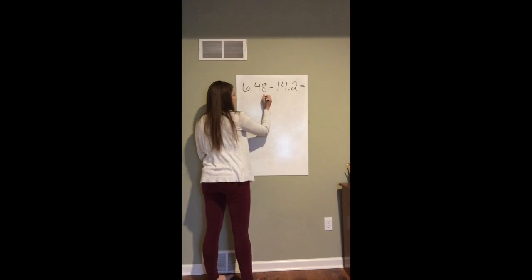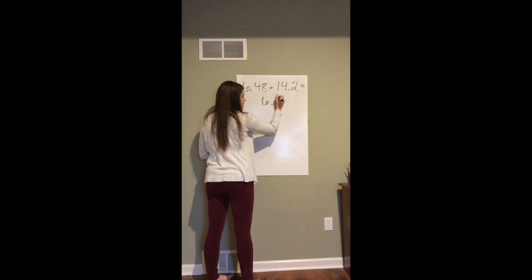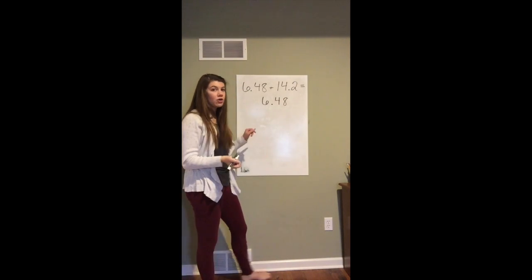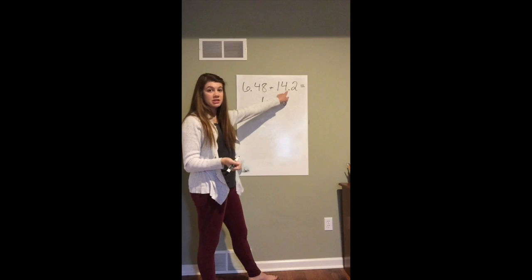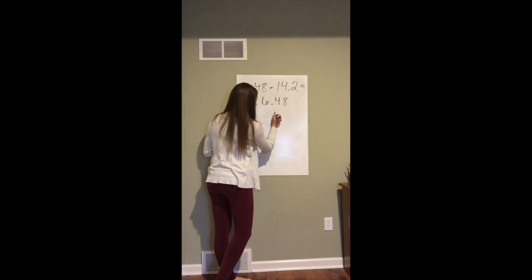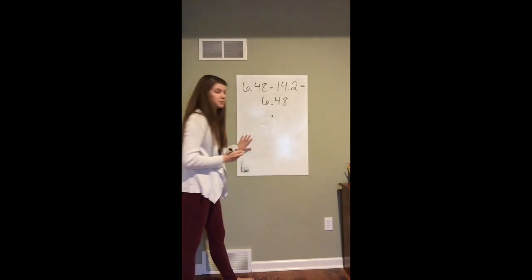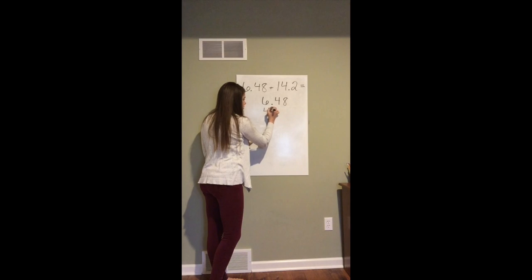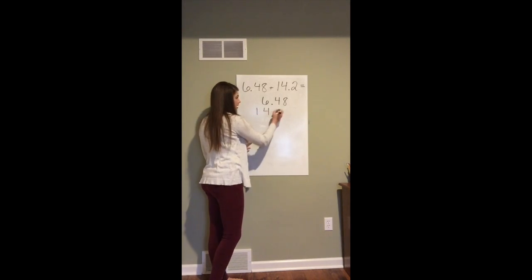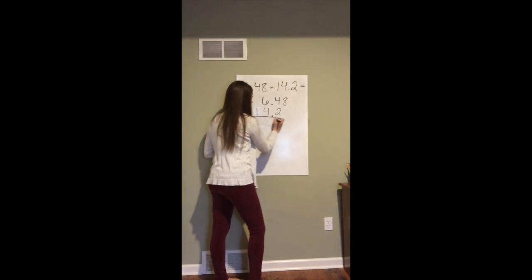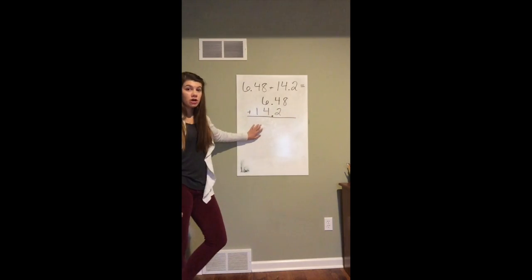So here I have 6 and 48 hundredths. Now I know that the decimal for my 14 and 2 tenths has to be right underneath this decimal, so I'm going to write that in first. Then I can write my 14 and my 2. So my 4 goes here, and my 1 sticks out a little bit, and my 2 is there, and I have a blank there. Now you are good to go to add here.